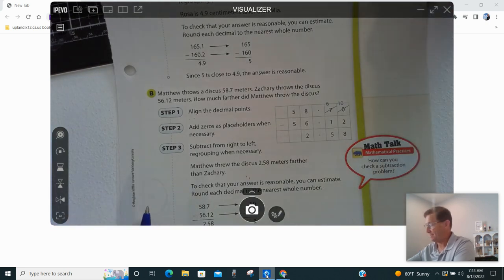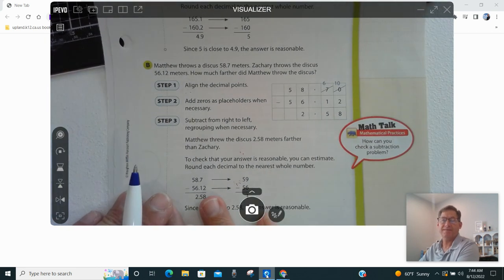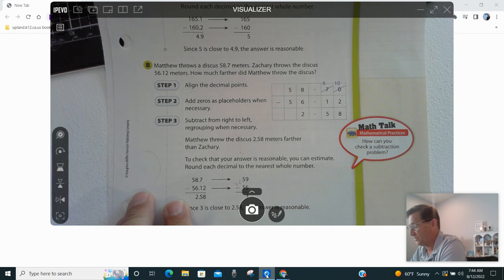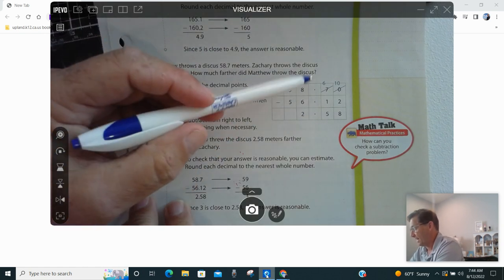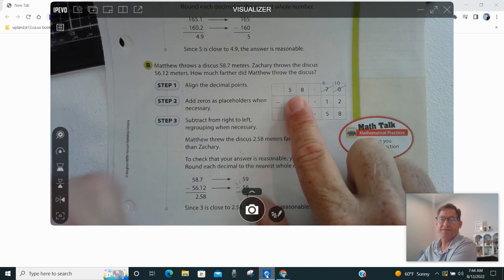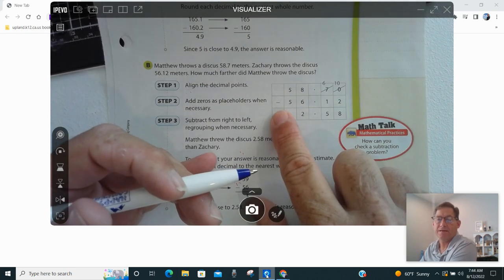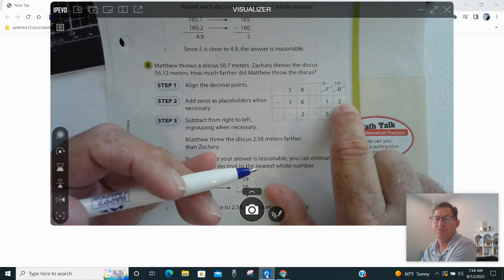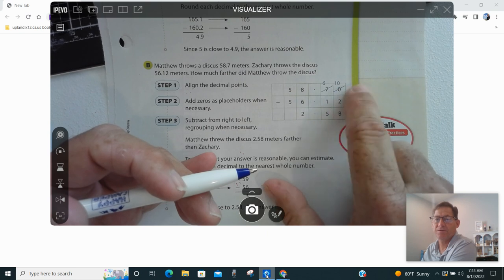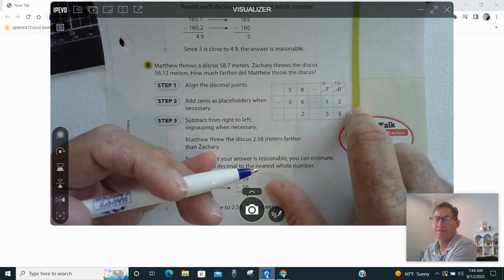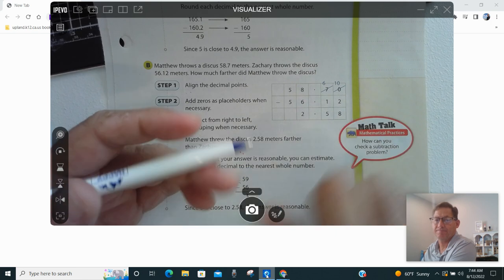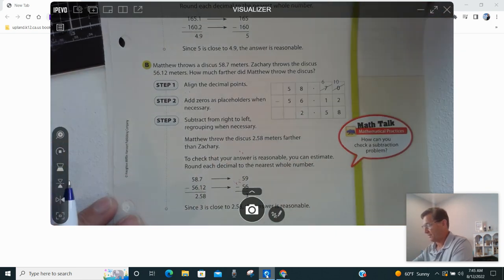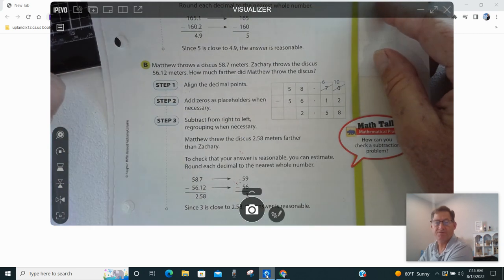Matthew throws the discus 58 and 7 tenths meters. Zachary throws the discus 56 and 12 hundredths meters. How much farther did Matthew throw the discus? So again, line up the decimal points. So you notice here we have 58.7, and in the other number that we're taking away, we have 56 and 12 hundredths. So here where we have to subtract 2, there wasn't anything here. So we do want to put the 0 there as a placeholder, okay? Because then we can subtract. All right, so he threw the discus 2 and 58 hundredths meters farther.